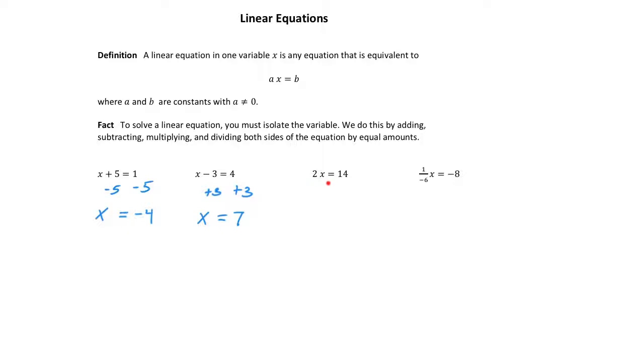Now, if something is attached by multiplication, like here I have 2x = 14, to get rid of this 2, I'm going to divide both sides by 2. So I'm just going to copy the equation over, and then on the left, I'll put a division, and on the right as well, with 2 in the denominator. What this does for us is cancel the 2, leaving us with just x on the left, and 14 over 2 is 7 on the right.